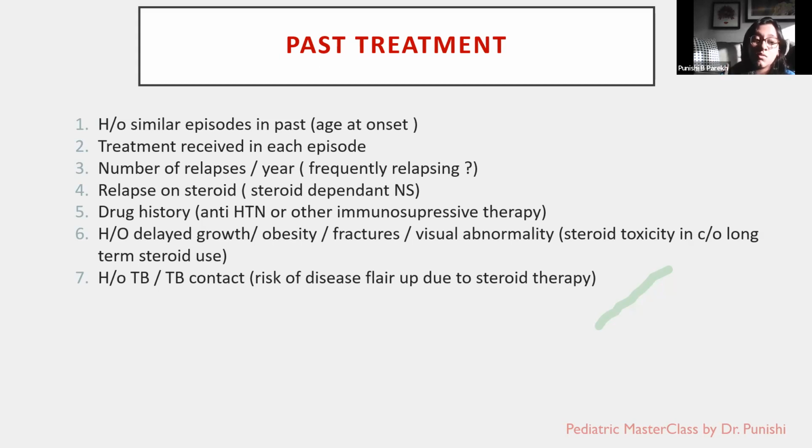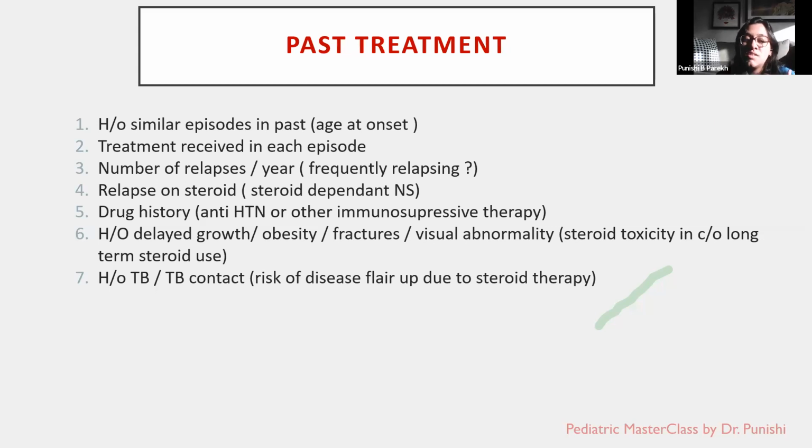Okay, so was it that the child required admission? Was it that he had massive edema, massive proteinuria, and he had dyspnea and other complications, he had to be admitted? Or was it just OPD basis treatment? Whether the child has been started on steroids and whether he relapsed on steroids.